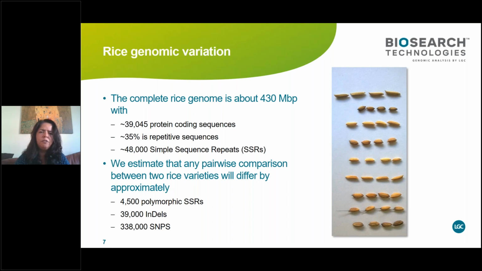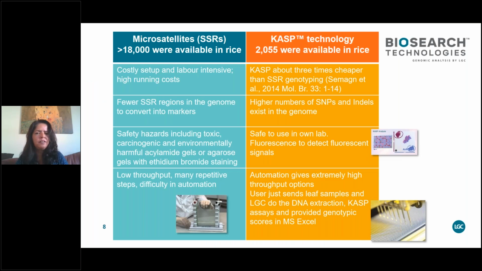So if we look at the project when it started back in 2014, there were over 18,000 SSRs. And at that time, we had 2,055 KASP markers available. And of course, we know from the previous slide that there are fewer SSRs available than SNPs in the rice genome.